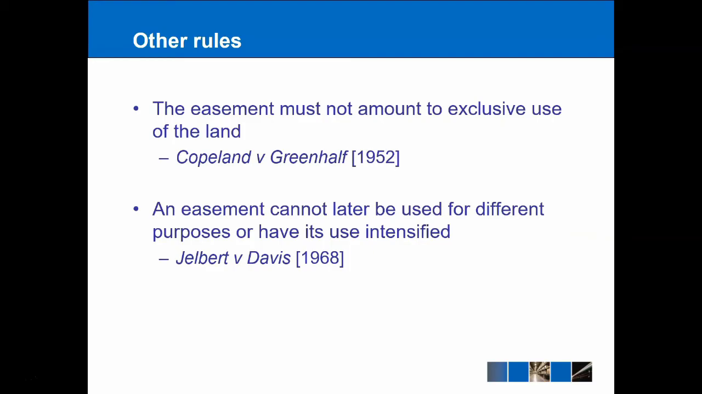So this was a classic example of another right-of-way again, but in Gelbert and Davis what they tried to do was use that right-of-way as a caravan site. And clearly that's completely different from using it as a right-of-way. It was intensifying the use, using it in a way that it shouldn't be, and so the courts didn't allow that.